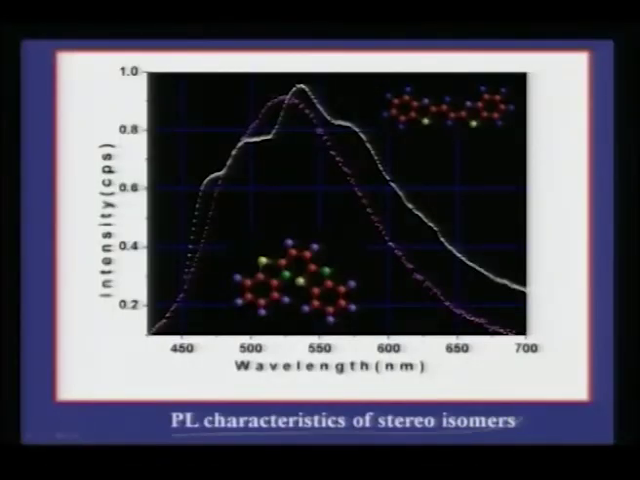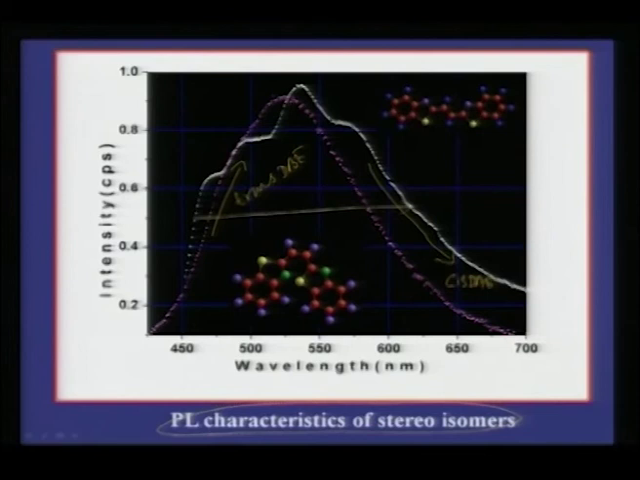This is the photoluminescent characteristics of the stereoisomers. What you see here, the white line that you see here is nothing but your cis-DBE, and you see this purple curve which is nothing but your trans-DBE. What you would immediately see is that there is a more featureless emission in the case of cis-DBE compared to trans-DBE, although the broadening is there for both the molecules. You see there is a substantial broadening for the cis-DBE compared to trans-DBE.